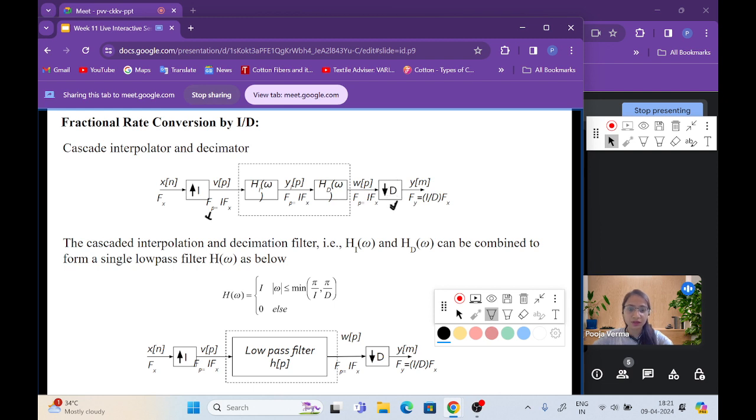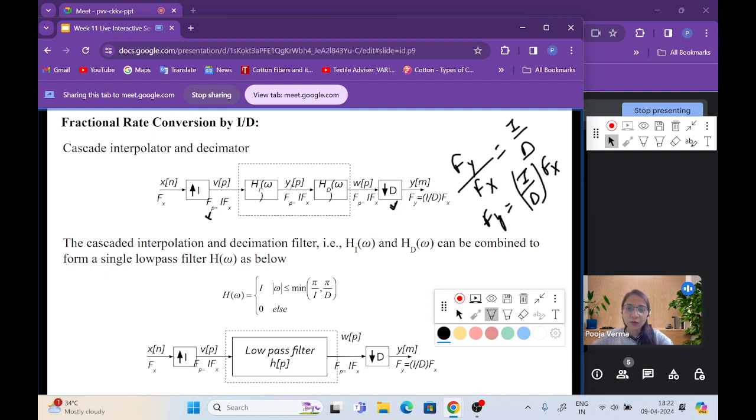that is, the downsampler of the signal. So the relation between the input and output, and the interpolation and decimation factors, is that Fy by Fx must be equal to I by D, first interpolating and then decimating the input signal of frequency Fx.